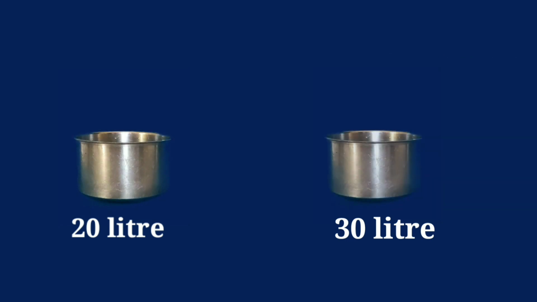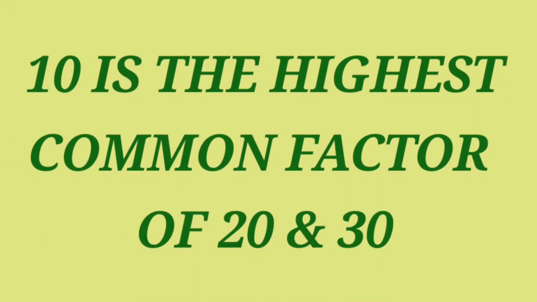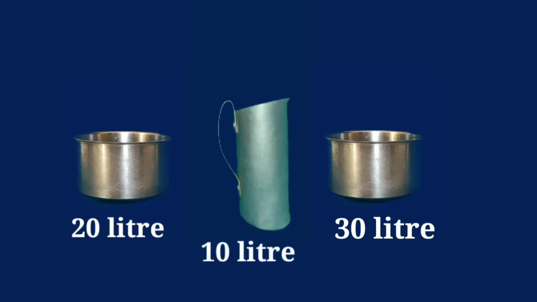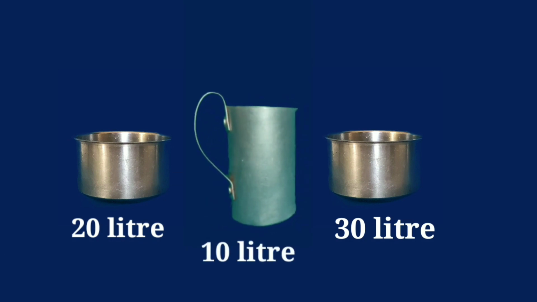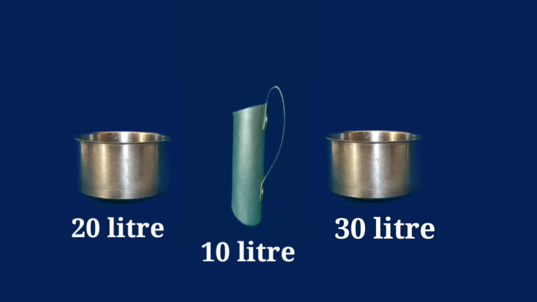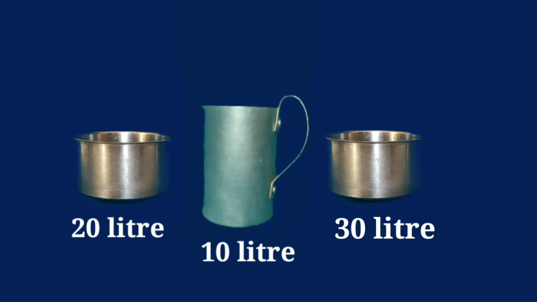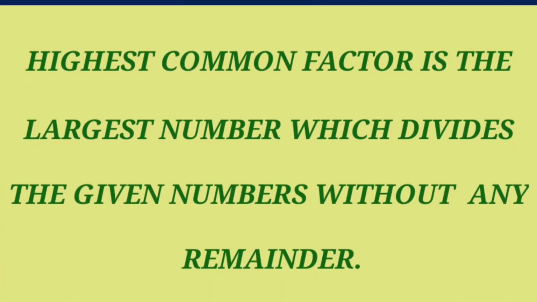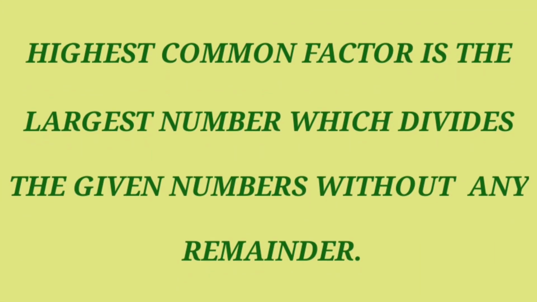So students, here 10 is the highest common factor of 20 and 30, which means it is the largest measuring can which can measure 20 and 30 liters of milk completely and quickly. So students, highest common factor is the largest number which divides the given numbers without any remainder.